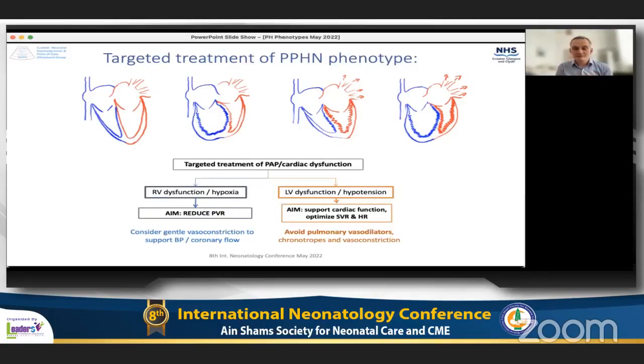In those with a right ventricular dysfunction phenotype, our approach should be aggressive reductions in pulmonary vascular resistance, including the use of pulmonary vasodilators. These are likely to be the group who may benefit from these drugs. However, in those patients with a left ventricular dysfunction phenotype, our aim is to support the left ventricle, allow it time to recover, and to be very cautious about the use of pulmonary vasodilators, which may theoretically worsen the situation.